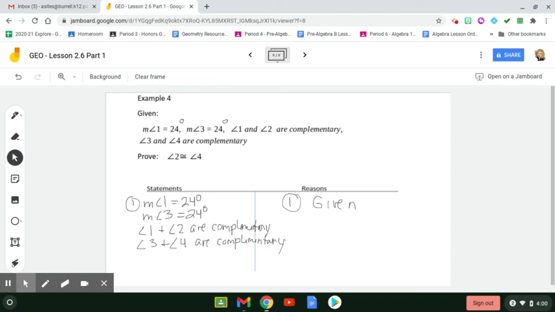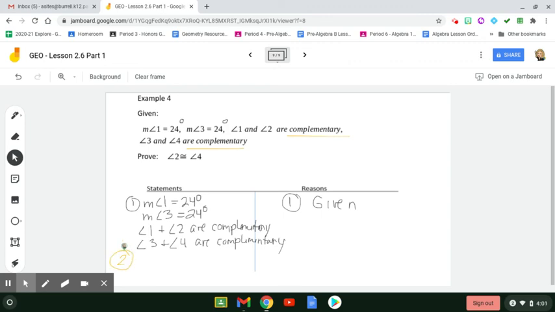Some things that I'm already thinking about if I'm trying to prove that angle 2 is congruent to angle 4: I'm noticing that I have two sets of complementary angles. Since I have two sets of complementary angles, I'm almost thinking about that congruent complements theorem, but I don't see anything necessarily that is going to be equal to the same set. So maybe I want to get there in between. That's where I'm heading towards. So here's my step to get there.